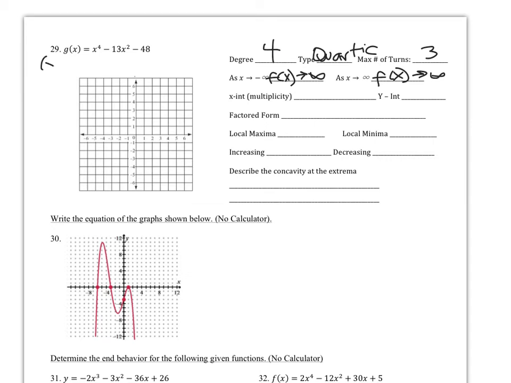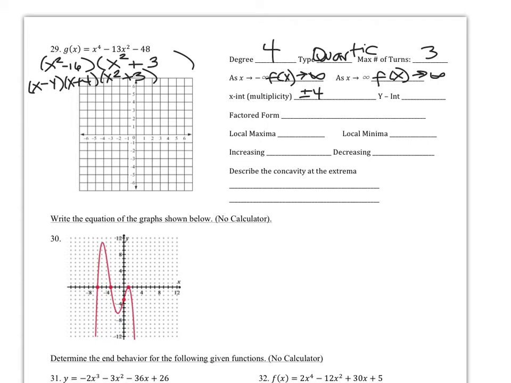X-intercepts I have to find, so I'm going to go ahead and try to factor this. Factors of 48 that make 13: it is negative 16 and positive 3. So if I keep factoring, I have x minus 4 and x plus 4, and then I have x squared plus 3. So my x-intercepts are plus or minus 4. Both have multiplicities of 1. They're odd. I don't have to solve this because that would be an imaginary solution.